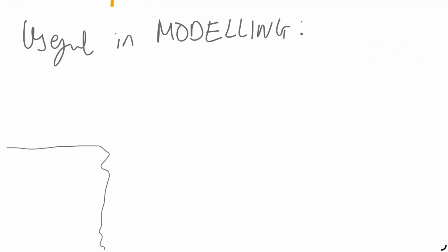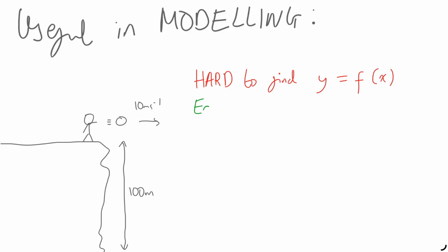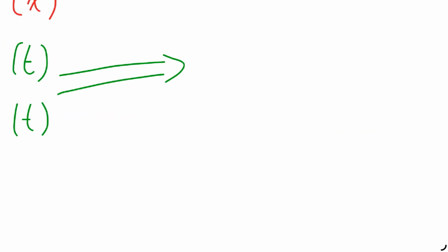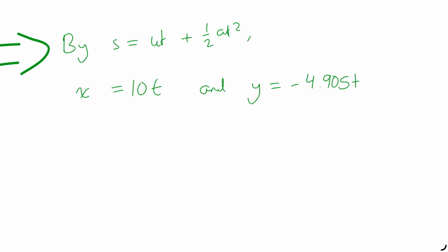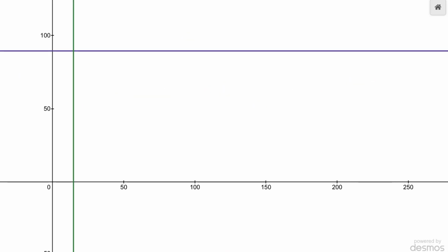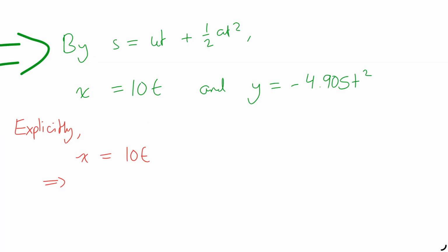For example, let's say that you throw a ball straight forward at 10 meters per second, and ignoring any air resistance, you want the equation for the ball's path through space. This is kind of hard to do from just the information we have, but what you could work out fairly easily is how the ball's horizontal and vertical displacements change with time. In this case, we can use good old s equals ut plus half at squared to work out that our horizontal displacement x is equal to 10t, and the vertical displacement y is minus 4.905 t squared. And then we let t vary and we can see the path being traced out. And in this case, we can get an explicit equation for this via a little rearrangement.